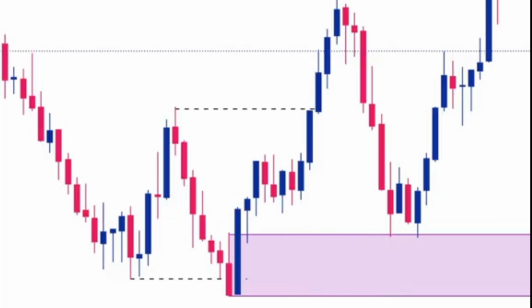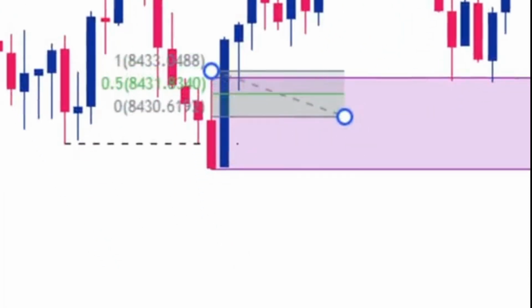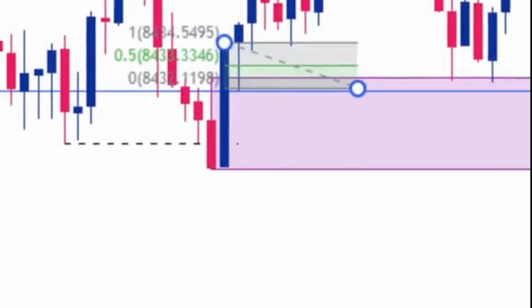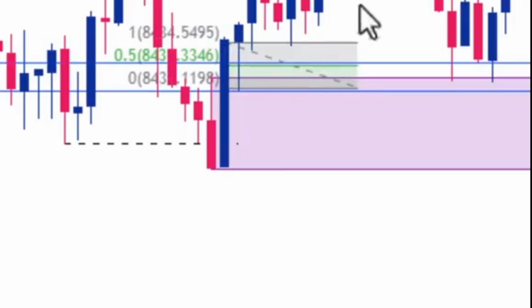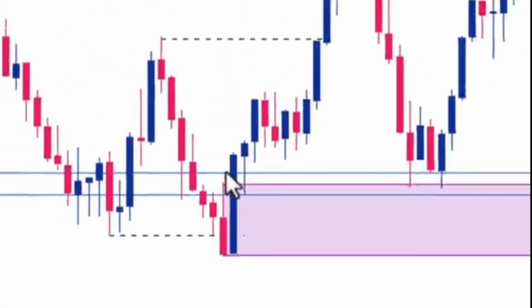Why are order blocks important? Order blocks can affect the market in several ways. 1. Price movement. Due to the large size of these orders, order blocks can influence the market price. When a big block of buy orders is executed, it can push the price up, while when a big block of sell orders is executed, it can push the price down.